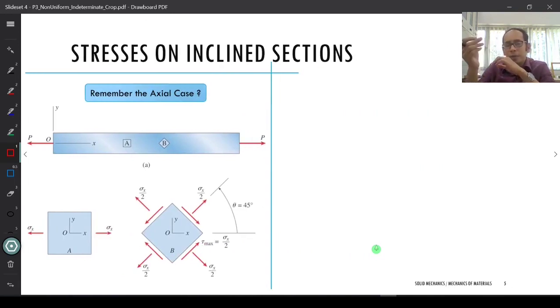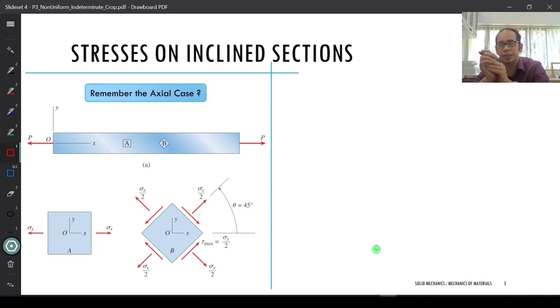Now remember that we had also seen for the axial case the stresses on the inclined section. So how did we do that? In that one, what we had done was that we had taken a section cut at a certain angle for which the normal was making a certain angle theta, and we had looked at two extremities for which the normal force becomes maximum and the shear becomes maximum.